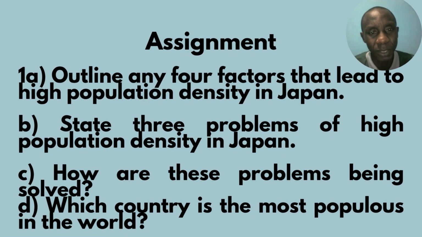So I'll be leaving you with this assignment. Number one, outline any four factors that lead to high population density in Japan. State three problems of high population density in Japan, and how these problems are being solved. And I also want to know which country is the most populous in the world.